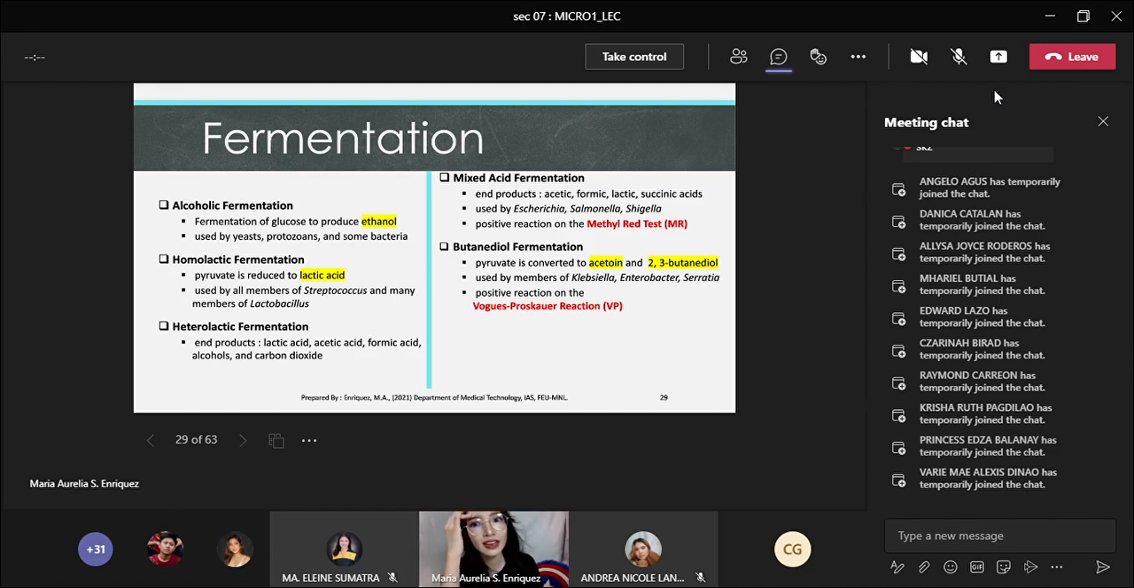Well, actually, according to some online sources, there are a few serratia species out there that can produce a positive result for both MR and VP. But for us, just as a general rule, the medically significant ones can't do that. Okay? Okay, so sana naintindihan po. Last one is the butyric acid fermentation. And as expected, kasama po sa mga end products yung butyric acid.